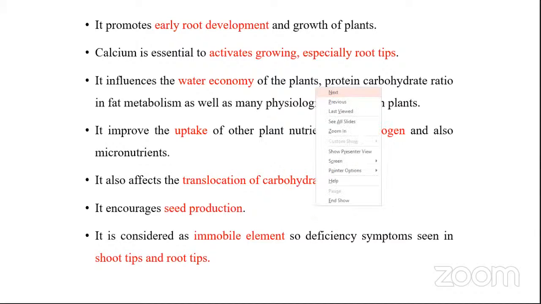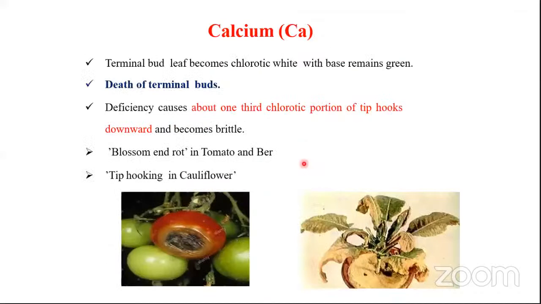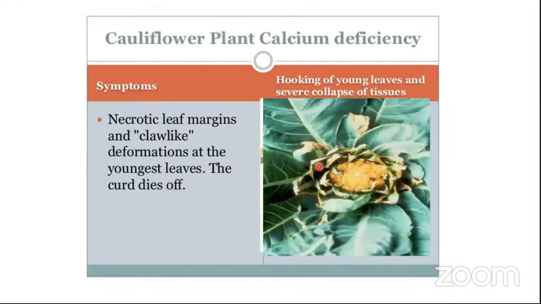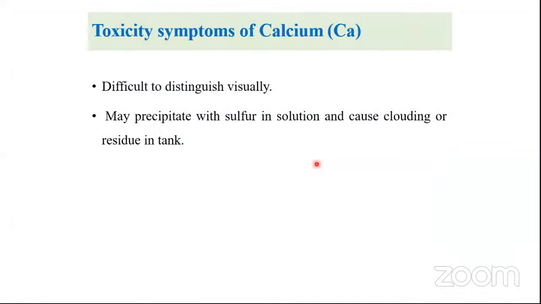Coming to calcium, mostly we can see death of the terminal bud. Blossom end rot and tip hooking are the major famous deficiency symptoms of calcium. Next, in cauliflower, you can see necrotic hooking, which is a very important deficiency of calcium. Coming to the toxic symptoms, it may precipitate the sulfur in solution, causing clotting. You can see some precipitation reactions taking place. The distinguishing visual symptoms are very few.